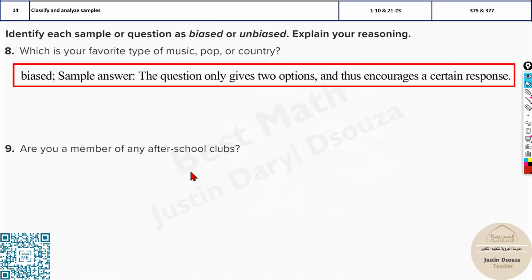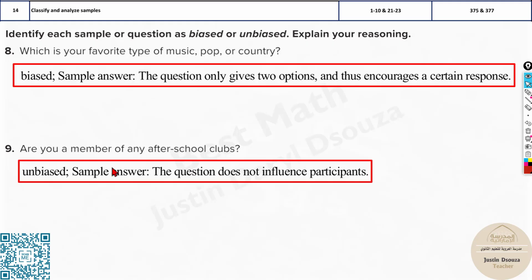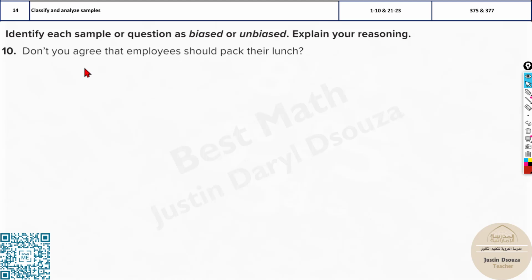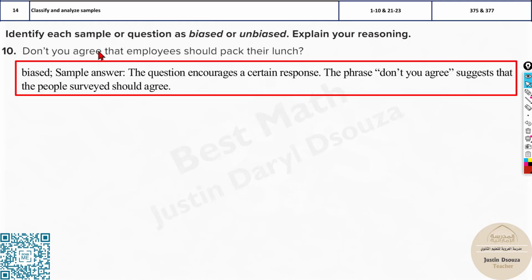It's just that if they are going to any club, they will tell you, right? This is unbiased. There's no influence for the participants. Don't you agree that employees should pack their lunch? See, whenever you say "don't you agree," you're biasing, you're making them say yes. This is again biased. You should never ask this. The phrase "don't you agree" means it is biased.